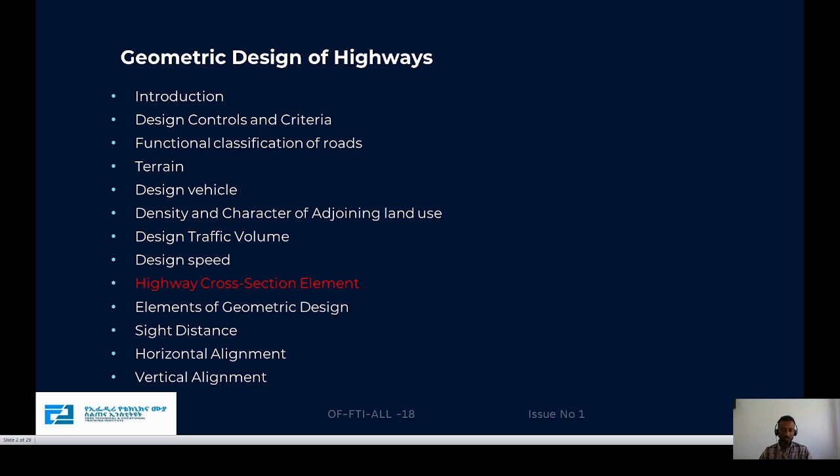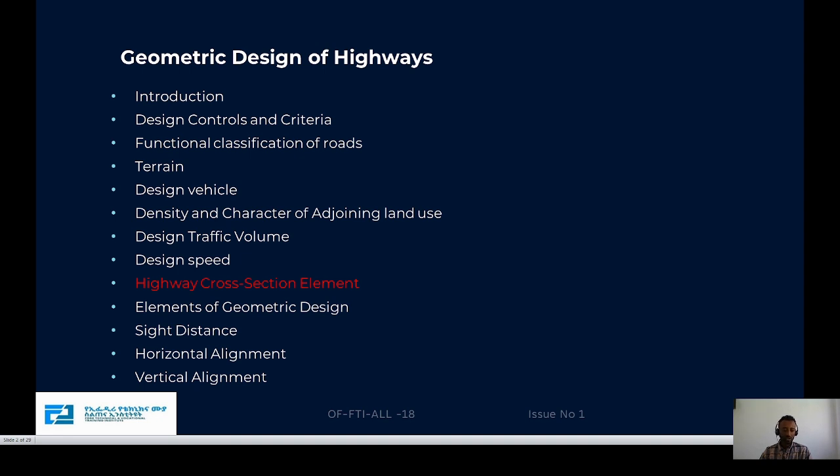The first is the functional classification of the road. In the ERA manual, roads are classified into 5 groups: track road, link road, access road, collector, and lastly the feeder roads. And also the terrain classification deals with 4 main terrain types.